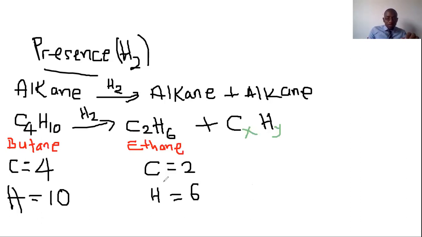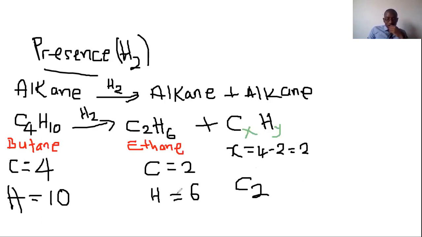So if we have C2 on the product side and we have C4 on the reactant side, what is x? We just get the 4 from the other side and subtract 2, so we have 2. So the Cx is supposed to be C2.